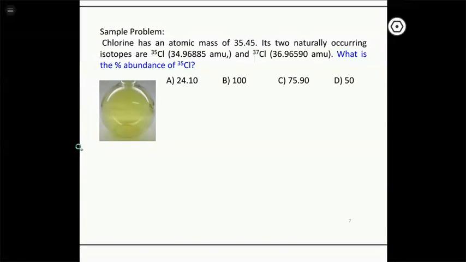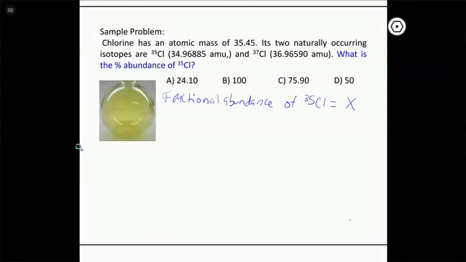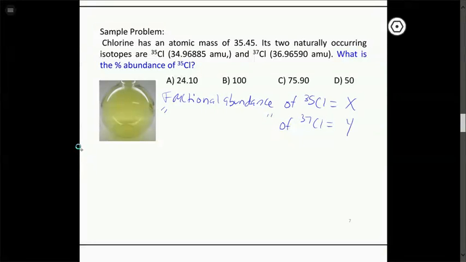All right? So what we have to do then is set up a couple equations where we have some unknowns. So just to keep things simple, I'm going to call the fractional abundance of 35 chlorine, I'm going to call that X. So we really have 2 unknowns in this problem. We have the abundance of 35Cl and the abundance of 37Cl. We're only asked to solve for one of them, but we don't know either of them at the moment. So we're going to call that one X. We'll call 37Cl Y. So those are going to be our 2 variables in this problem.